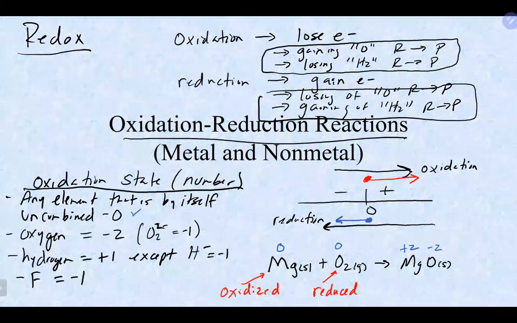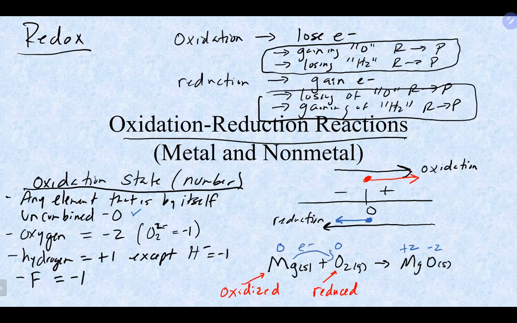So what is really happening here is the magnesium, as we know, is giving up the electrons over to the oxygen, and that is where it happens. Yeah, so any element that you take from the periodic table that is not combined with anything, just by itself, has no charge. It's always 0.